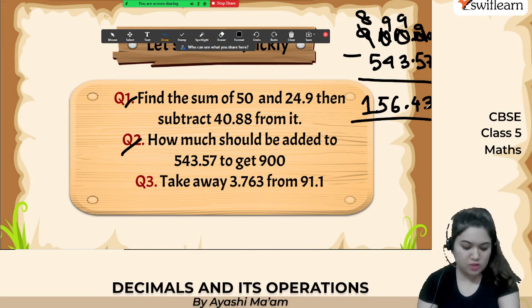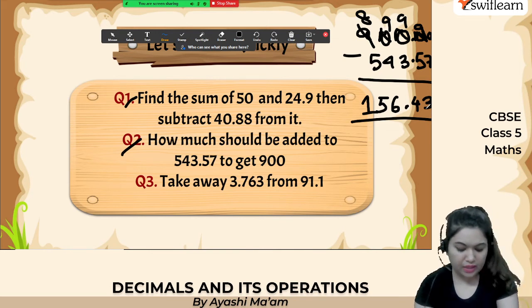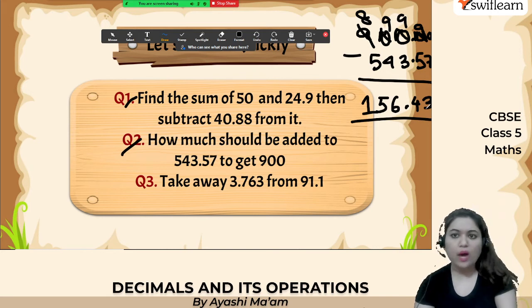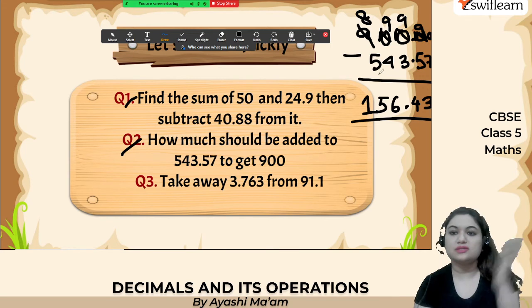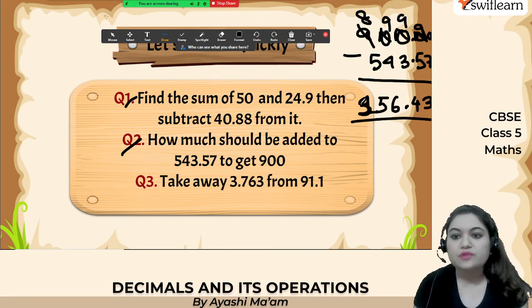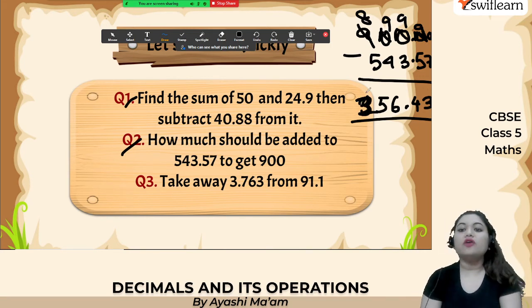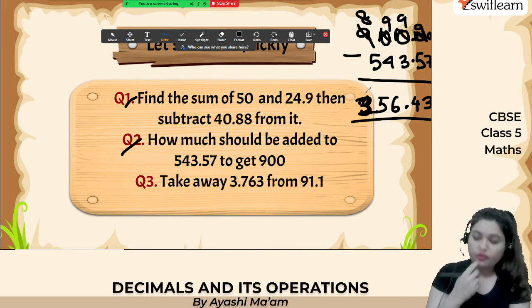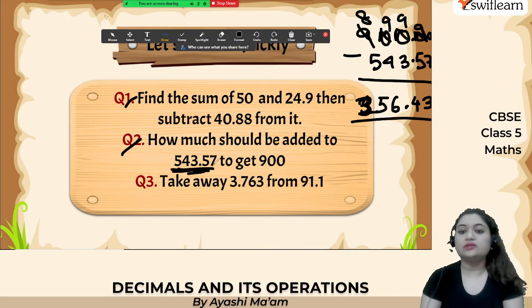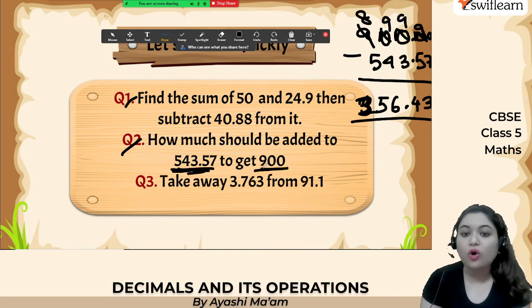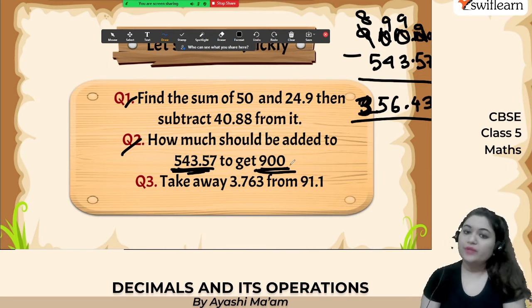So you are getting the answer as 156.43. Right? Oh, 1 minute. Sorry. This is 8 minus 5, right? As I just thought that it is 7. Yeah. So it will be 356.43, right? 8 minus 5 is 3. 356.43. So this is the number that should be added to 543.57 in order to get 900, right?